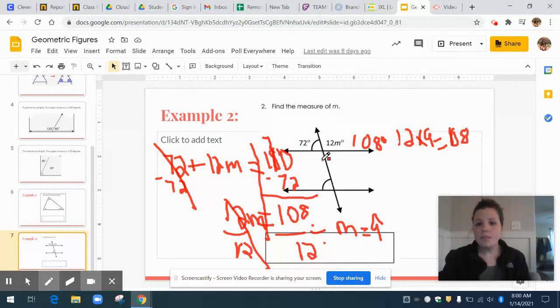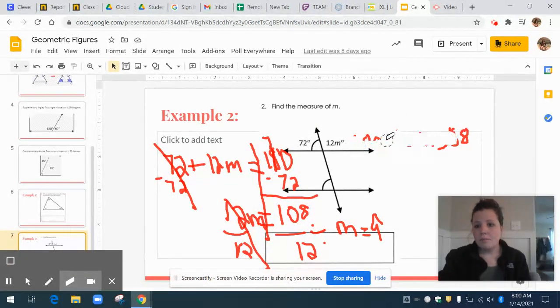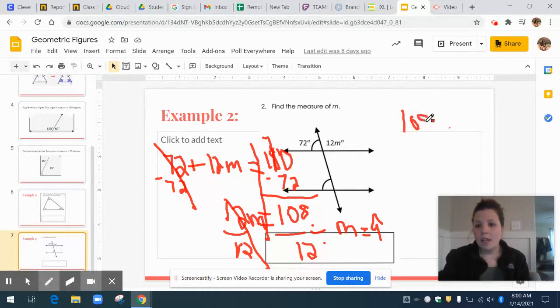A way you could check your work on this one is if I add 108 plus 72, I should get 180. If I don't get that, then I know that there's an error in my work. So if we add up 108 plus 72, 8 plus 2 is 10, carrying my 1, 1 plus 7 is 8, and 1 plus nothing is 1. So we do get 180 degrees, which we know is what we were supposed to get from the beginning.